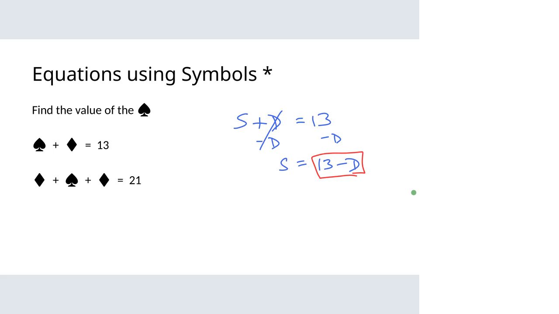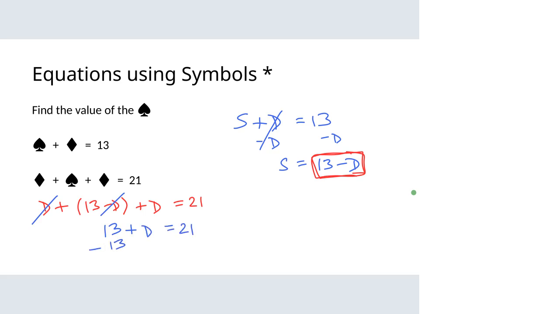And so now what I've got here is diamond plus, instead of spade, I'm going to write 13 minus diamond, plus diamond is 21. Now I've got a whole bunch of stuff I need to simplify. Those parentheses, I can't really simplify in there. So we'll just take a look at what we've got. I have diamond, negative diamond. Wait, those will cancel each other out. This positive diamond and this negative diamond will cancel each other out. And so what I'm left with here is 13 plus D is 21.